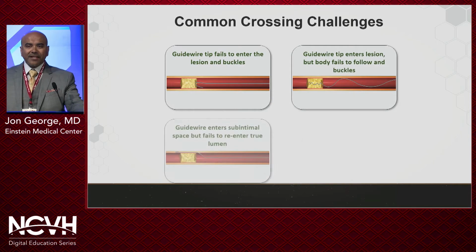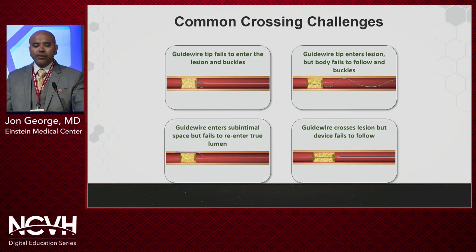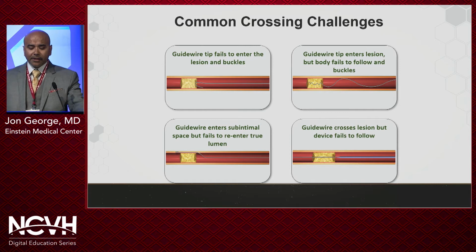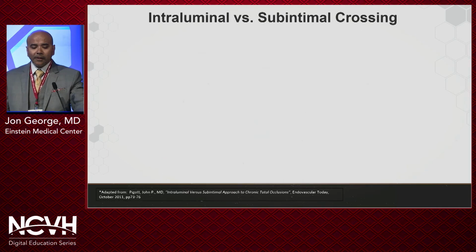But again, some of the challenges in crossing these occlusions with wires is that the wires can buckle because of the fibrotic nature of the cap. They can enter the lesion, but then buckle, not allowing you to traverse through the cap, go subintimal around the proximal cap, or you get a wire across and you just can't get any other device to follow.